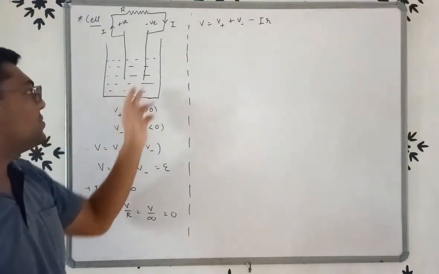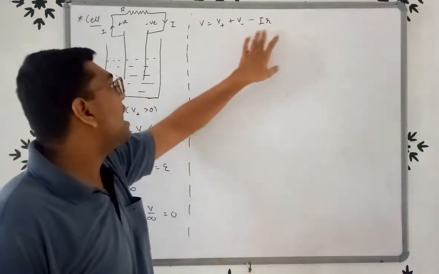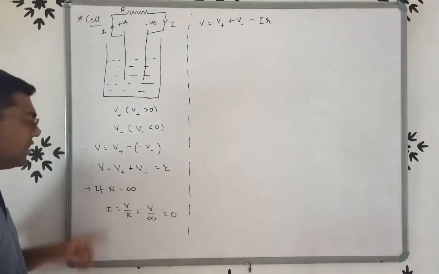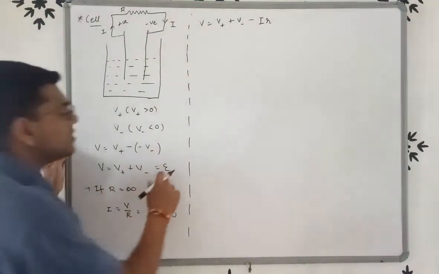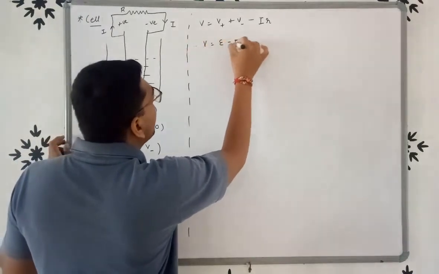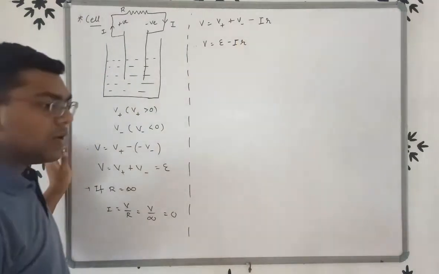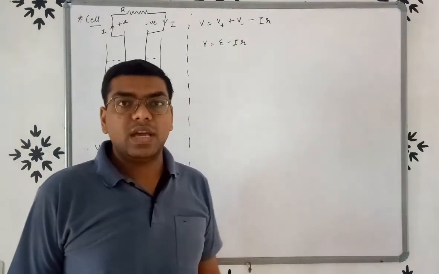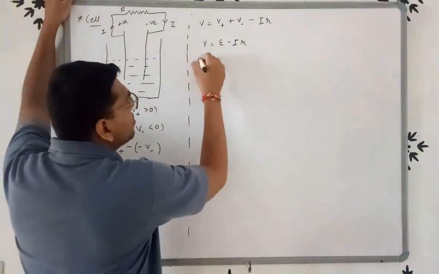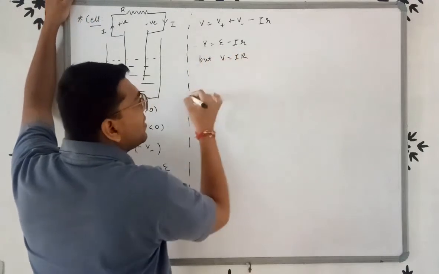minus the potential of this electrolyte, which is given by I r. So V equals V plus minus V minus minus I r. But we know that V plus minus V minus is the EMF E. So V equals EMF E minus I r. Right. But from Ohm's law, here the external resistance is capital R, so V equals I into capital R.